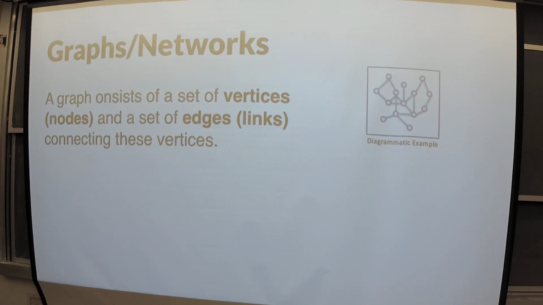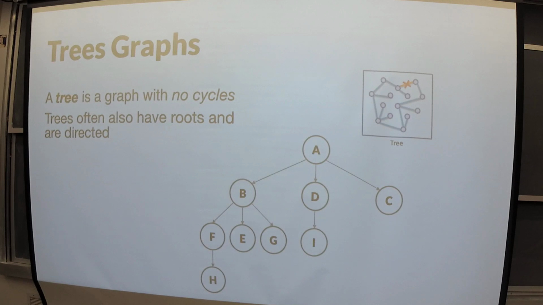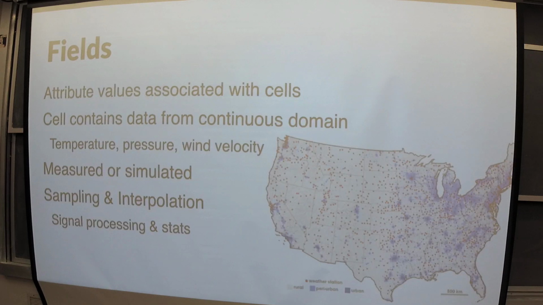And then there are special types of graphs, such as trees, where we don't have any cycles, that have special properties that we can leverage in many different ways. And this is a very common data structure, of course, as well.